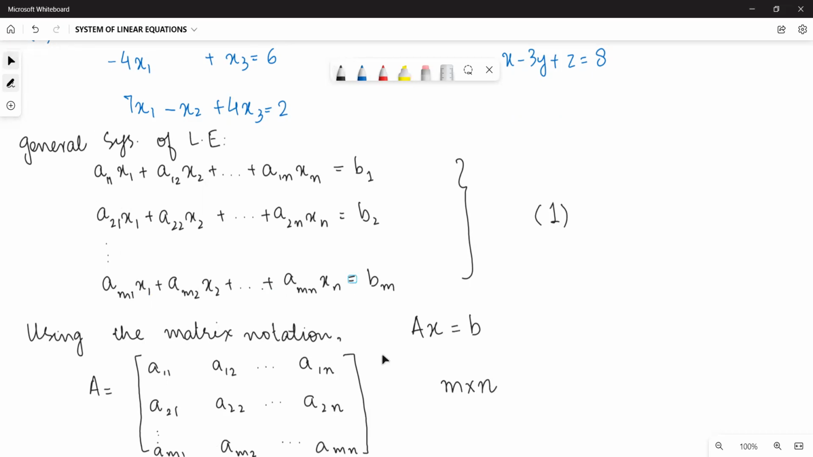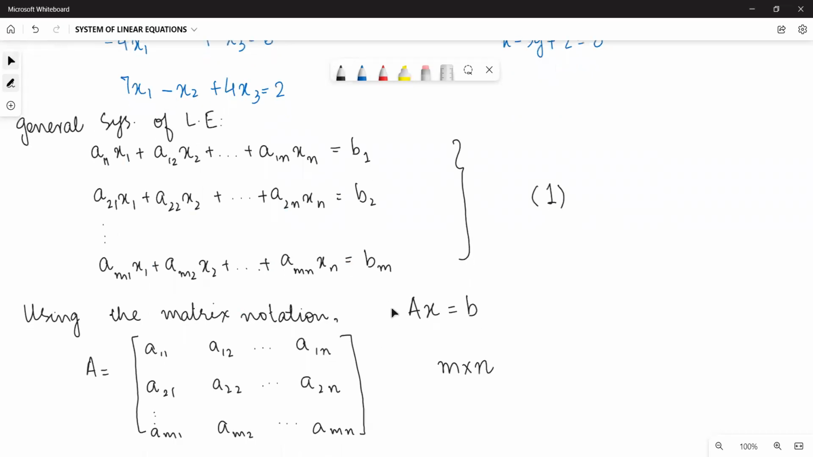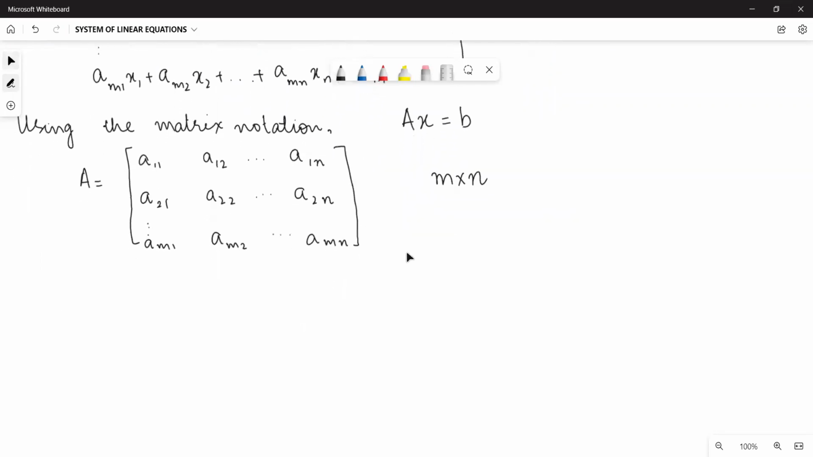And similarly for our matrix X, matrix X will be a matrix of unknowns. X is equals to x1, x2 up to xn. And B matrix will be of column vectors b1, b2 up to bm.